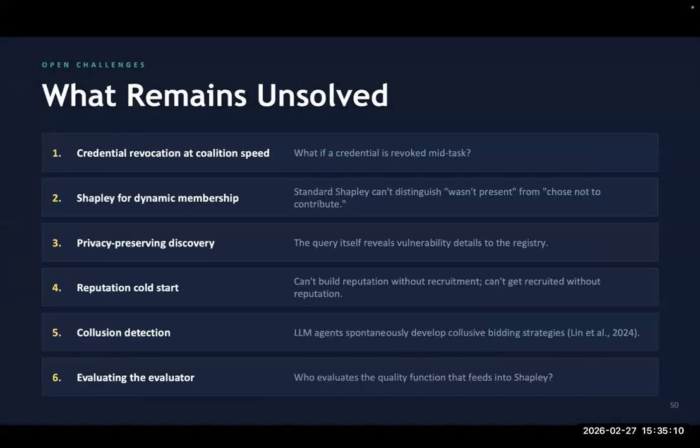Okay. So there are a lot of unsolved problems here. It's a really challenging space. Just as a couple of examples, credential revocation at coalition speed.